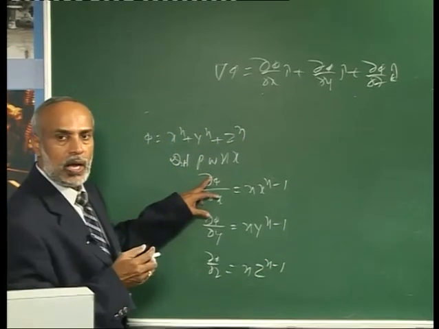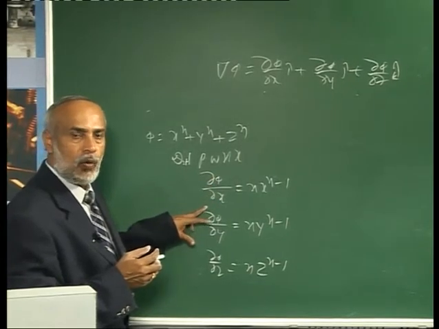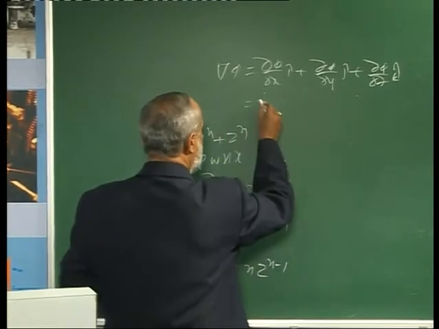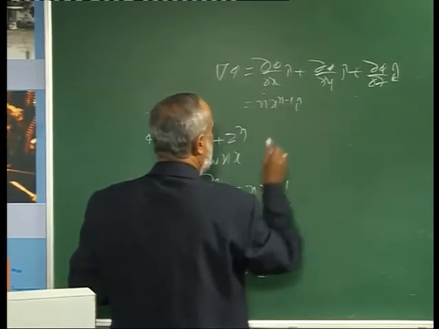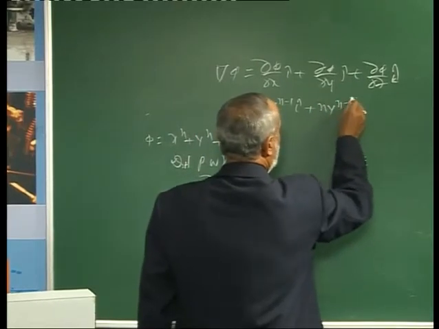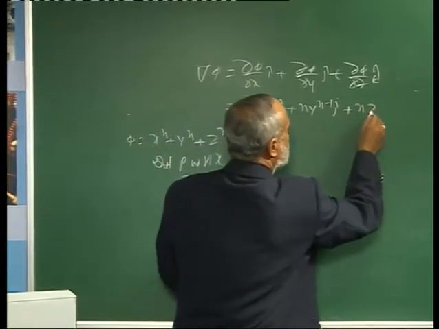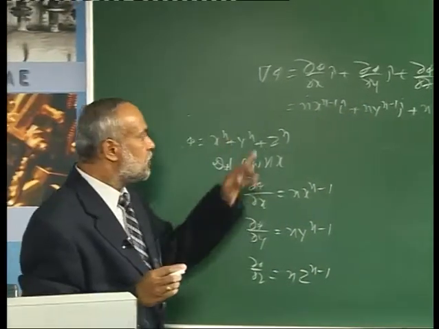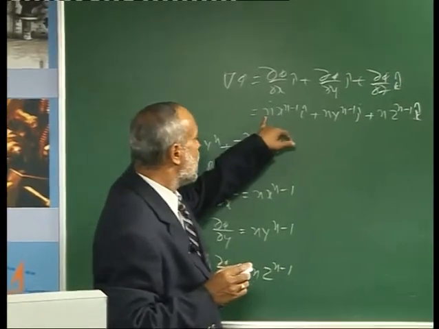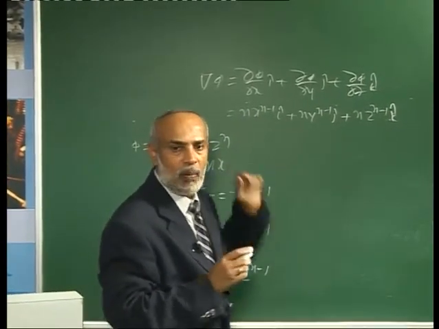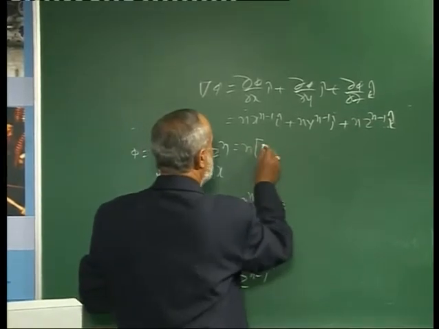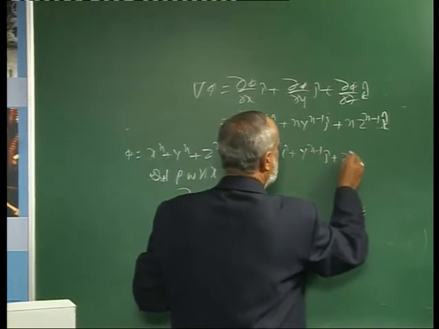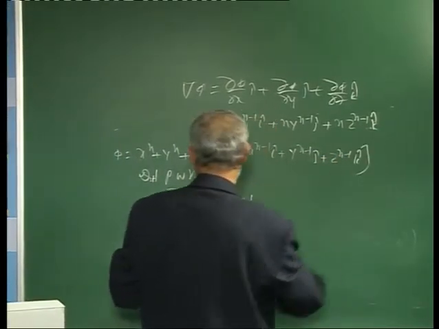See here, after knowing ∂phi/∂x, ∂phi/∂y, ∂phi/∂z, you can substitute in the formula. This is equal to n into x to the power of n minus 1 i cap plus n into y to the power of n minus 1 j cap plus n into z to the power of n minus 1 k cap. After substituting, all the terms containing n, you can take n common. This is equal to n times x to the power of n minus 1 i cap plus y to the power of n minus 1 j cap plus z to the power of n minus 1 k cap.